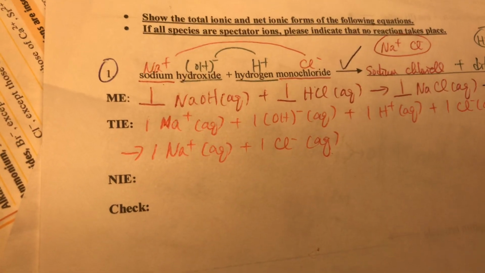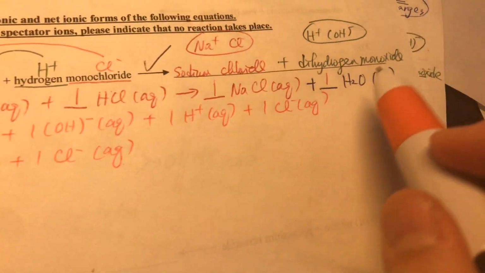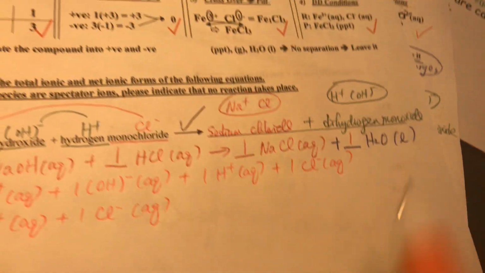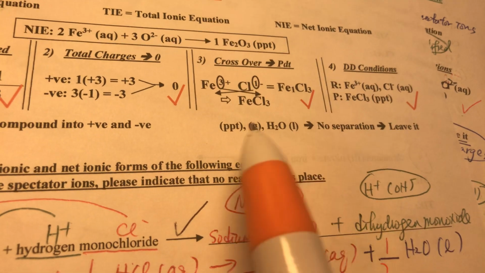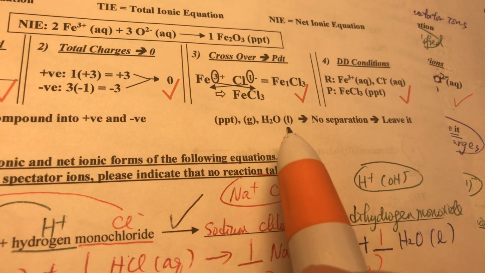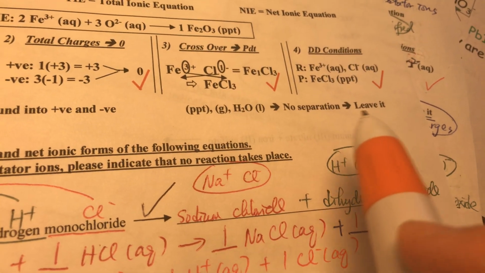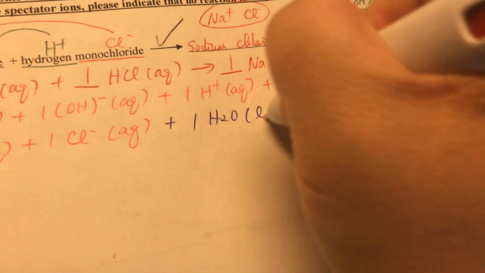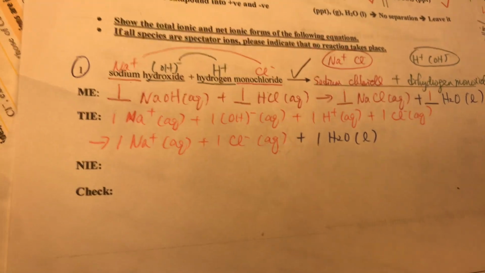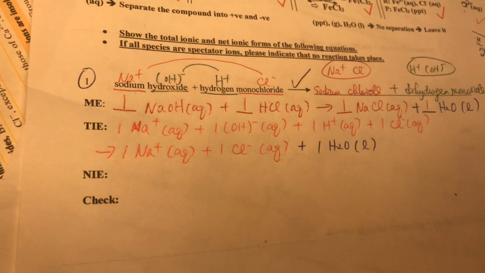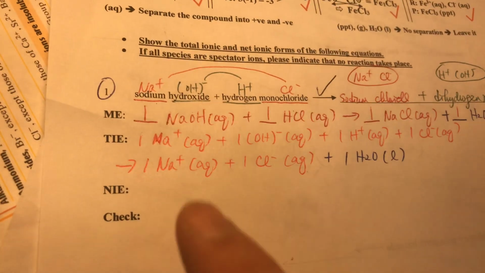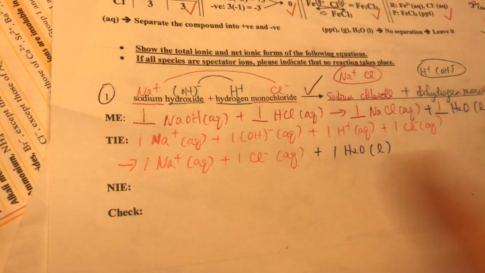And now blue pen. Why do I need to use blue pen? Because the H2O is liquid. I told you, any product that is a precipitate, gas, or water in liquid, we don't touch them. We don't do anything, we just leave it. So with blue pen, we just write plus 1 H2O liquid. So before you cancel out any spectator ions, this is the total ionic equation, the TIE, before I touch anything.